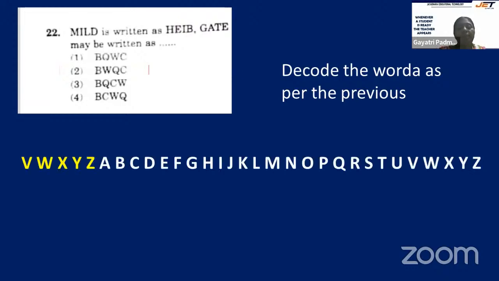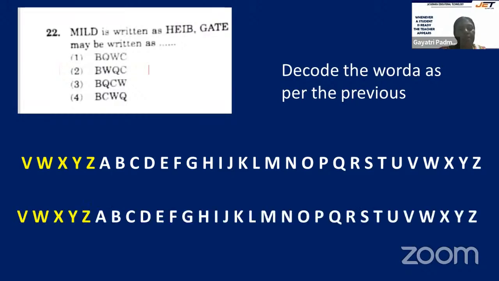MILD is written as HEIB. How may this GATE be written? So decode the words as per the previous question. So MILD, the same thing like how we did last has to be done. So let's check. Here we are writing it in the reverse order, WXYZ. So it starts from ABCD and after Z it goes to VWXYZ ABCD. All right. Yes. So see here.